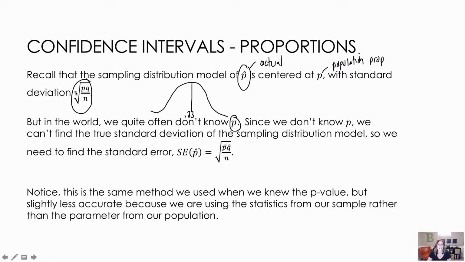Now, last week we found the standard deviation by the square root of pq over n. This week, typically we're not going to know p. We don't know what p is, and so we're going to have to use p hat. So we're going to use the square root of p hat q hat over n, and now we're going to call this standard error. We call it standard error because it's a little bit less precise than if we actually knew the real population parameter.